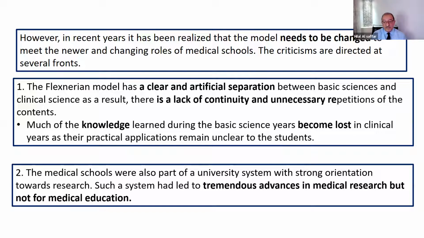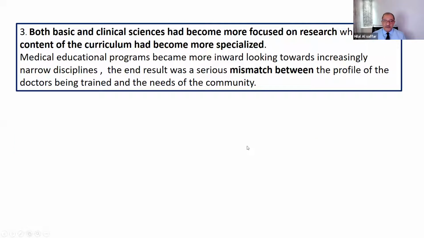The second one is that because there are tremendous advances, because the medical schools became university-based, they must have a very active research part. And this research part goes for the disciplines and specialties rather than for medical education. And this is one of the shortcomings of the Flexnerian system. The third thing is that once the research was focused on disciplines, the content of the curriculum expanded and became more specialized, and usually there is a mismatch between the profile of the doctor graduated from this medical school and the society's needs.